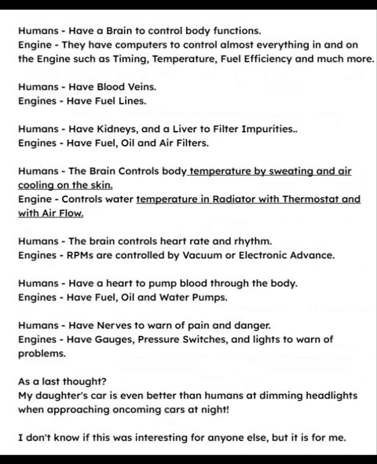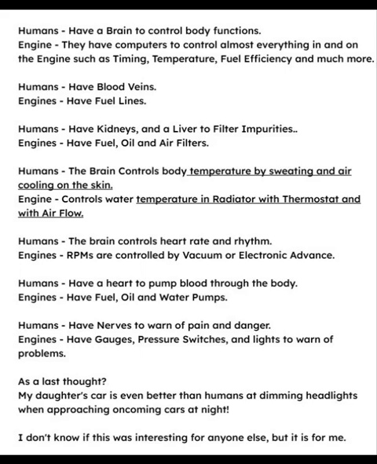Humans have a brain to control body functions. Engines have computers to control almost everything in and on the engine, such as timing, temperature, fuel efficiency, and much more. Humans have blood veins. Engines have fuel lines. Humans have kidneys and a liver to filter impurities. Engines have fuel, oil, and air filters.